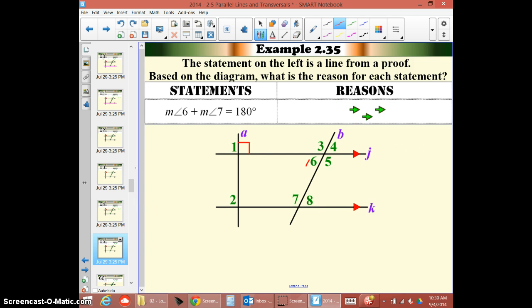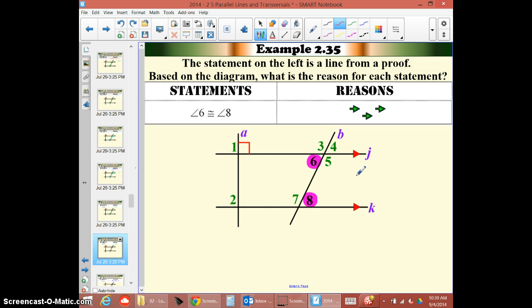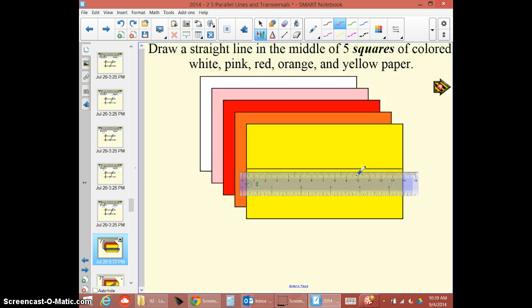6 and 7. Same side, inside. We call those same side interior or consecutive interior. There it is, consecutive interior angles. 5 and 7, okay. They're on opposite sides and they're inside, so we create alternate interior angles. They are congruent, alright. 6 and 8, same concept, alternate interior angles.